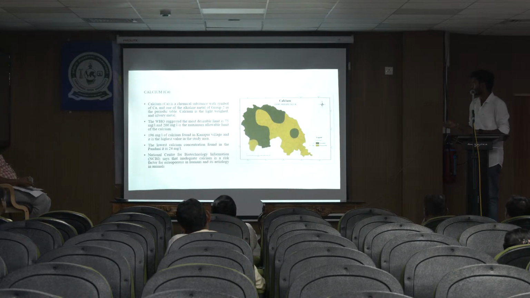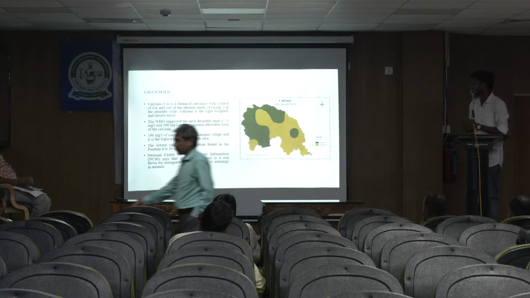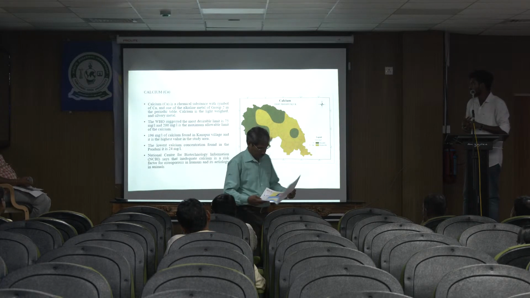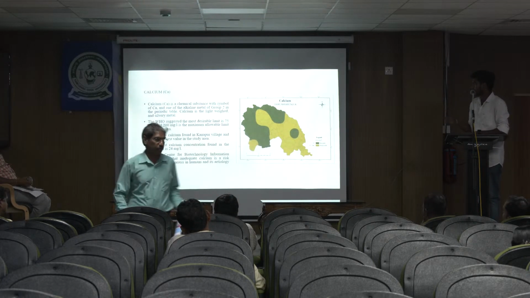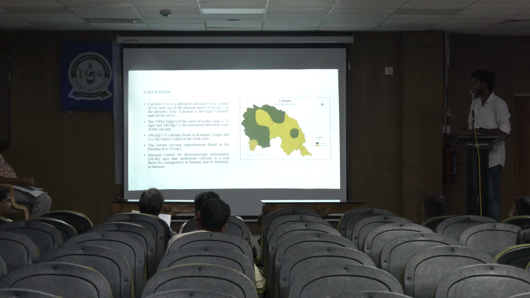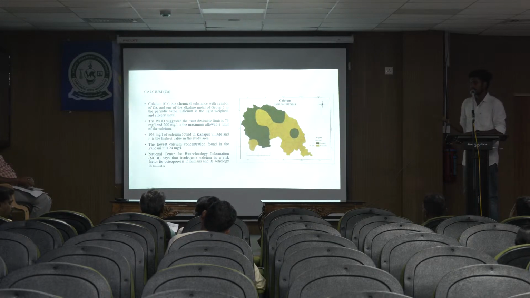Next, calcium. According to the World Health Organization, the most desirable limit is 75 mg per liter, and 200 mg per liter is the highest value. Here 196 mg per liter is the highest value, located in Kanapur, and the lowest is 24 mg per liter in Pandani.